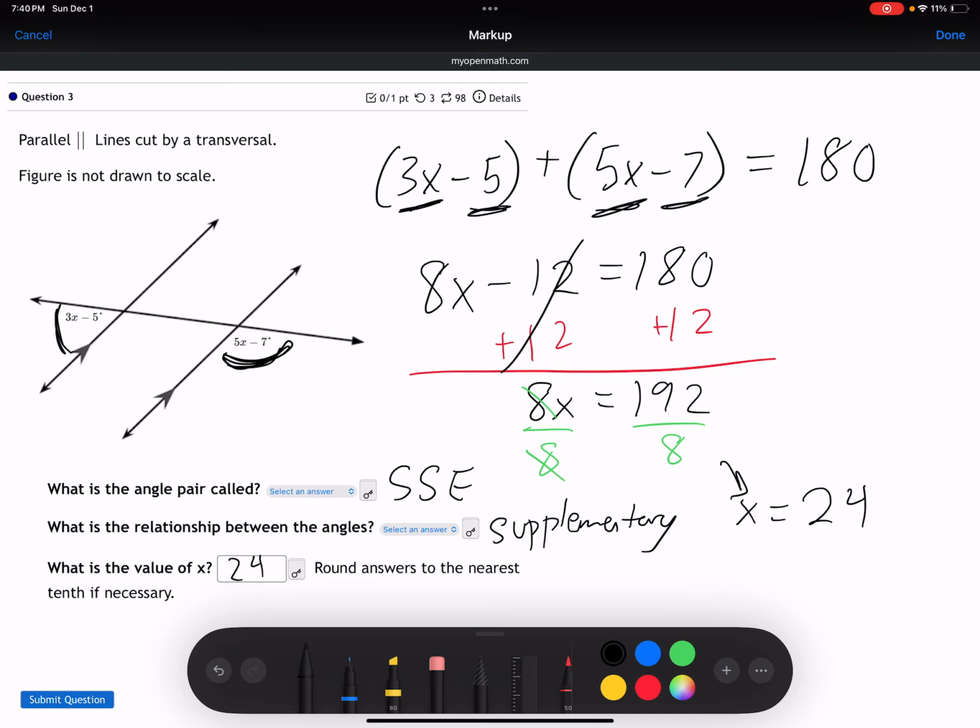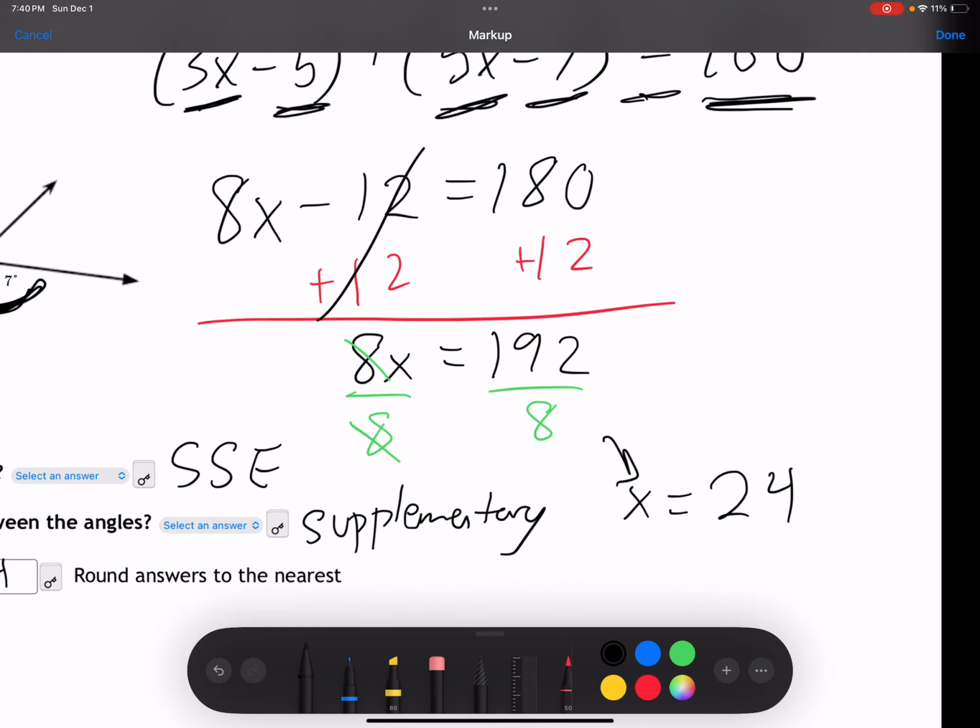So what was the process here? It was set up an equation and then solve the equation. So when you have two supplementary ones, you need to do one plus the other and set it equal to 180 degrees. Once you solve the equation, you have found x. All right.